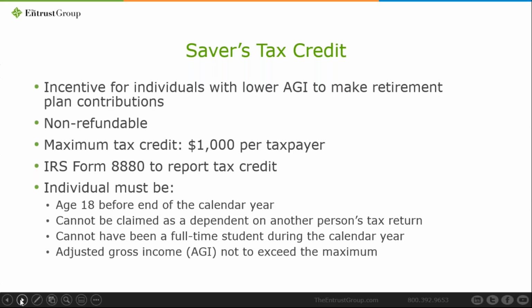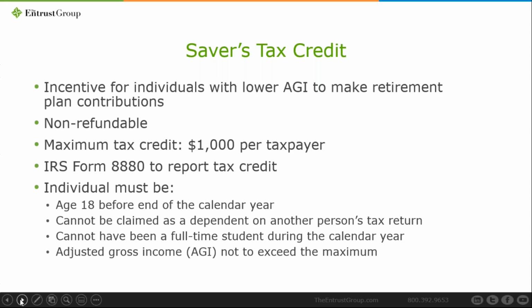Well, Uncle Sam says, what if I meet you halfway? If you contribute to a retirement plan, what if I rebate you back or credit you back a certain level of taxes that you would have otherwise had to pay me? So now the individual has money to contribute to an IRA. That's what we call a tax savers credit.